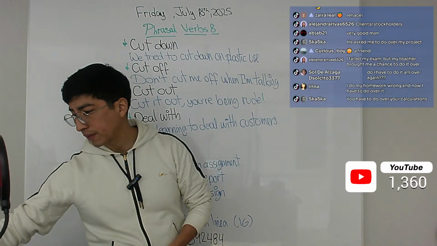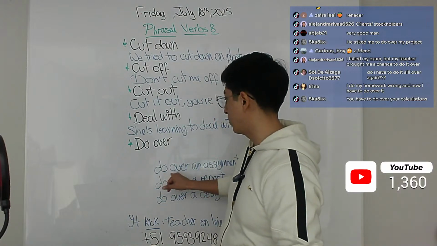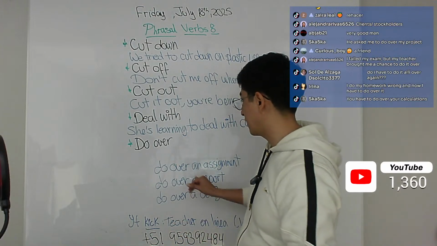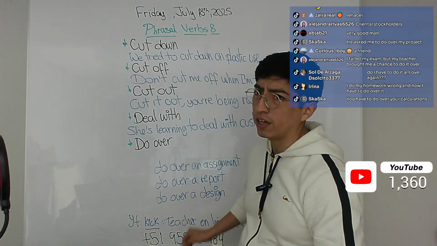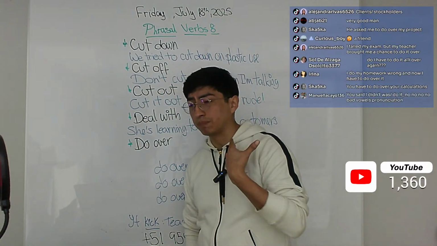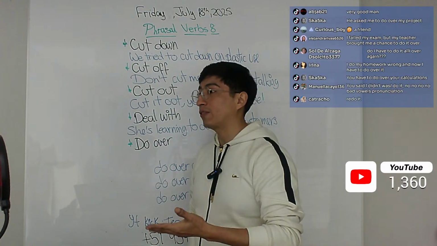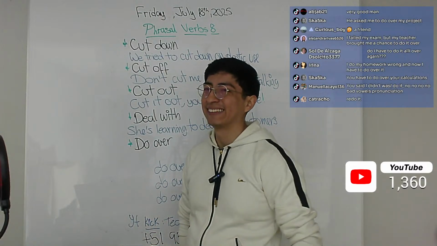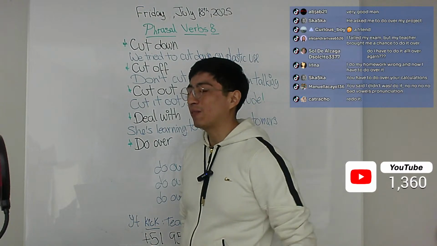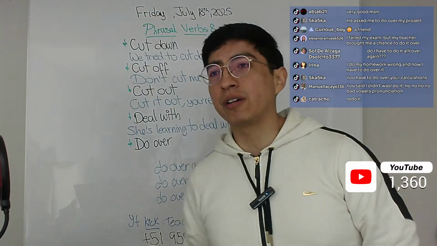So we have a lot of things here with do over. But remember, it means to do something again. When we have an assignment, a report, a design, I have to do my homework again. For example, my dog ate my homework, so I have to do it over. My dog ate my project, so I have to do it over. This phrasal verb is very easy.